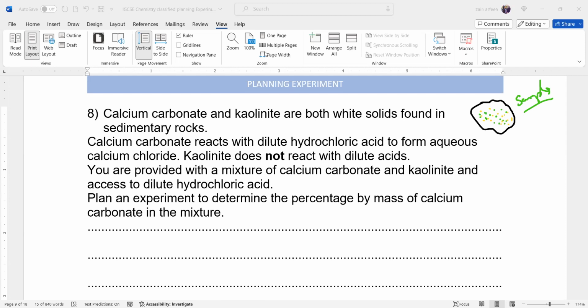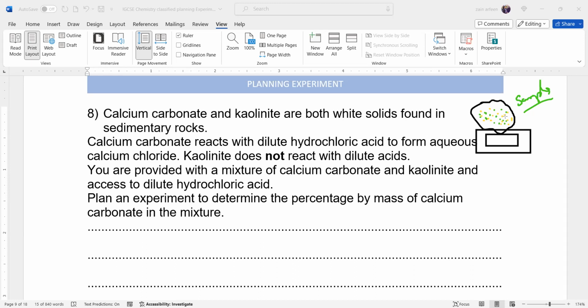First, we'll measure the mass of this sample. Which apparatus should be used to measure the mass? A balance. So we'll measure the mass by using a balance. Then, to increase the rate of a reaction, what should we do whenever solids are reacting? We should increase the surface area. And how can we increase the surface area? By grinding or crushing them.